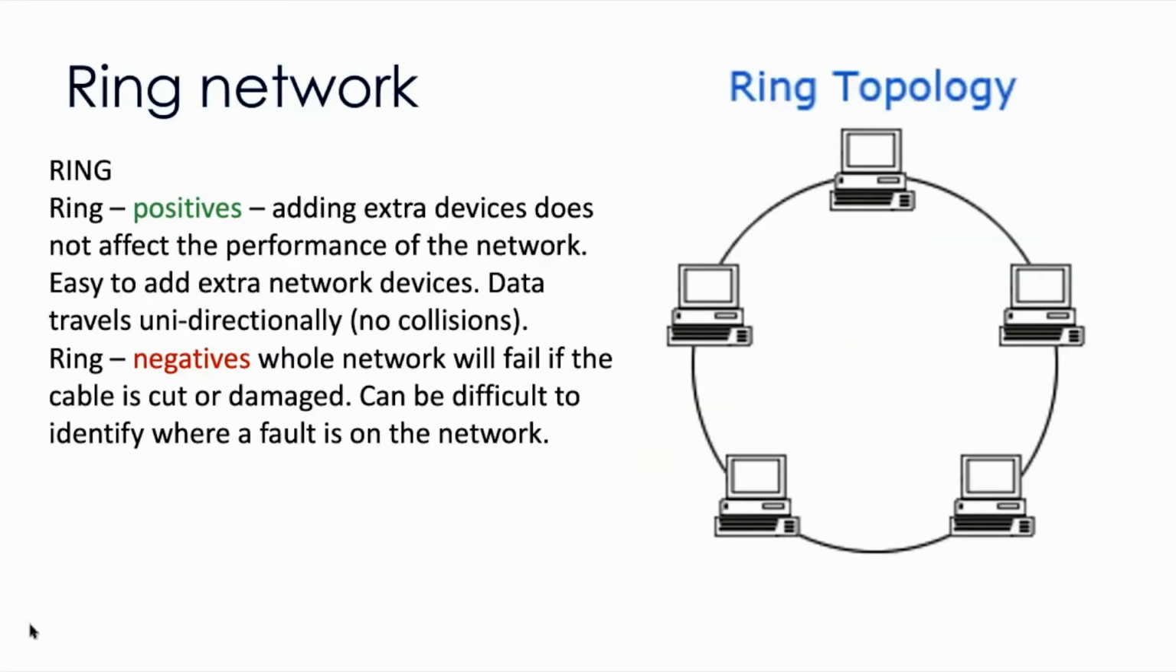Next we have a ring network. Now the ring network looks like a ring. Data will travel unidirectionally, so in one direction all the way round. The positives of that are adding extra devices does not affect the performance of the network. It's easy to add extra network devices. Data travels unidirectionally, which will mean no collisions. Negatives, well, the whole network will fail if the cable is cut or damaged. It can be difficult to identify where the fault is on the network. And just like the bus network, there are also security issues, with messages being diverted or intercepted.